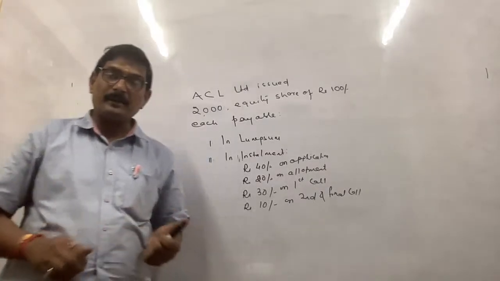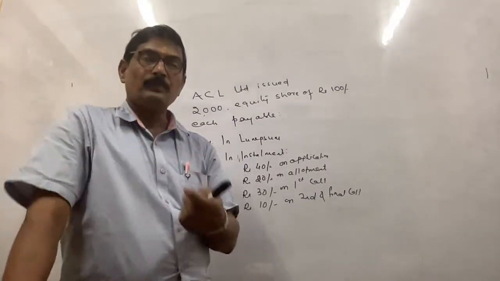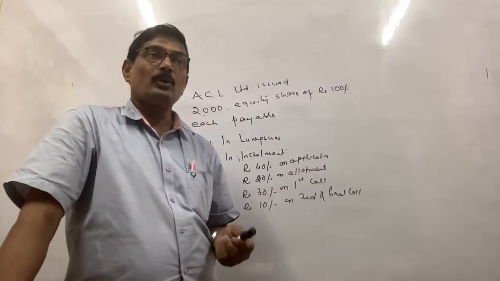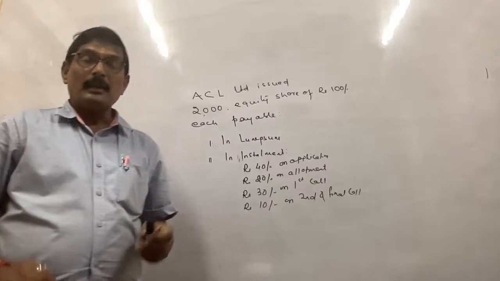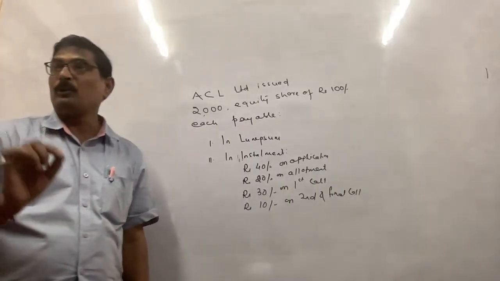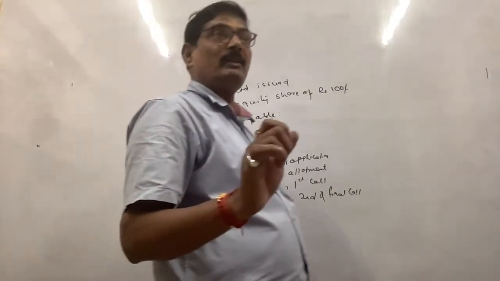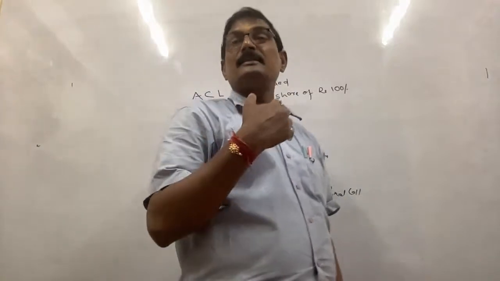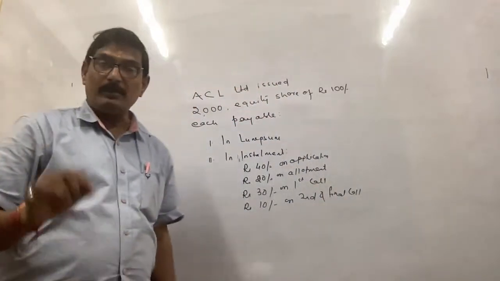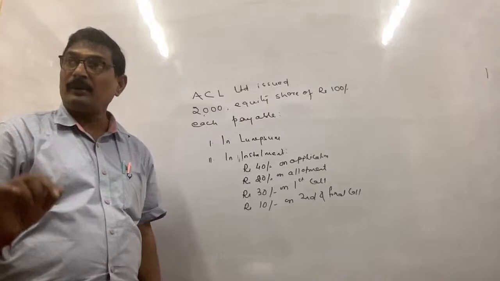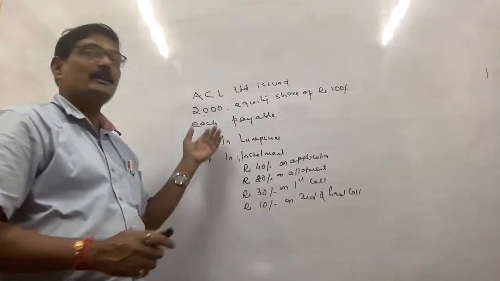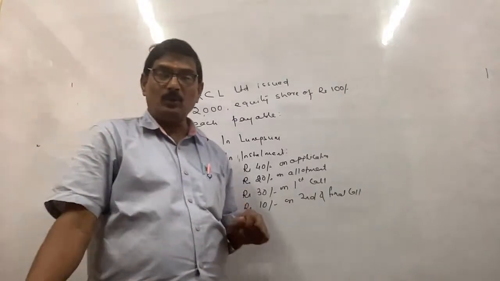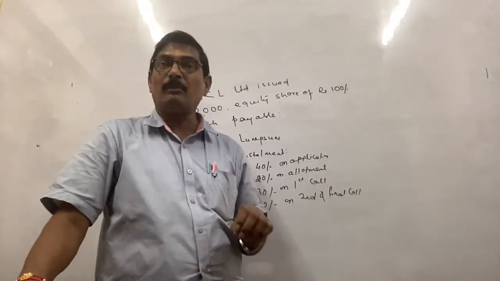The entry will be bank account debited to share application and allotment account. If it is preference share, you have to write preference share application and allotment account. Since nothing is given, we have written application and allotment account. It is implied that it is the equity share. So the first entry will be bank account debited to share application and allotment account.